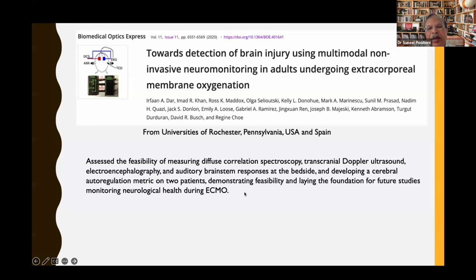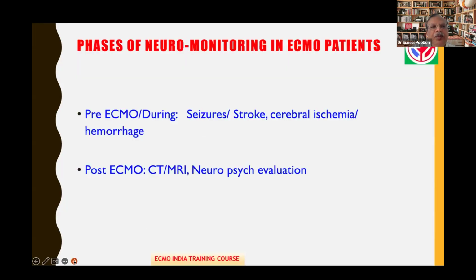They have tried this on a research basis on 2 patients, demonstrating the feasibility and laying the foundation for future studies monitoring neurological health during ECMO. So this is from Irfan Dar et al. They have shown that multimodal monitoring, including different modalities, will improve the possible outcomes on ECMO.